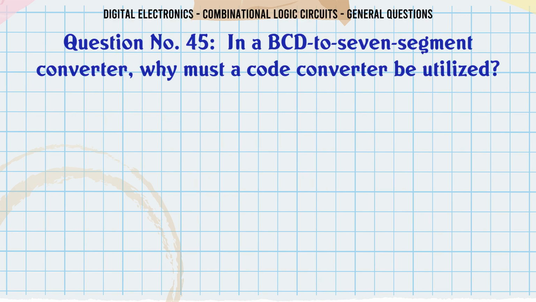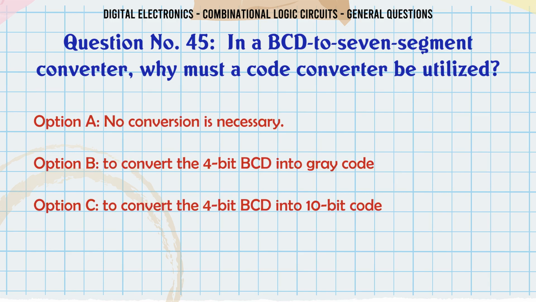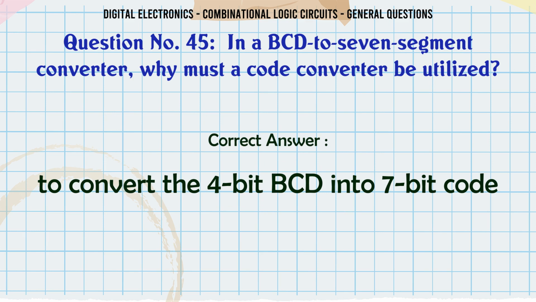In a BCD to 7-segment converter, why must a code converter be utilized? A. No conversion is necessary. B. To convert the 4-bit BCD into gray code. C. To convert the 4-bit BCD into 10-bit code. D. To convert the 4-bit BCD into 7-bit code. The correct answer is to convert the 4-bit BCD into 7-bit code.